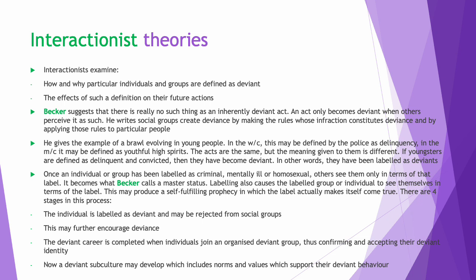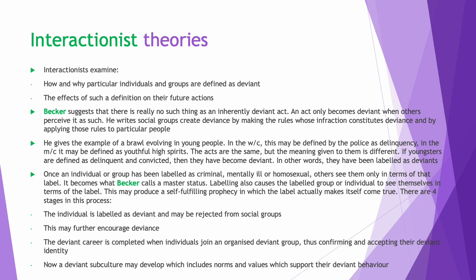If youngsters are defined as delinquent and convicted, then they may become deviant. In other words, they've been labelled as deviants. Once an individual or group has been labelled as criminal, mentally ill, or homosexual, others see them only in terms of that label. It becomes what Becker calls a master status. Labelling also causes the labelled group or individual to see themselves in terms of the label. This may produce a self-fulfilling prophecy in which the label actually makes itself come true.